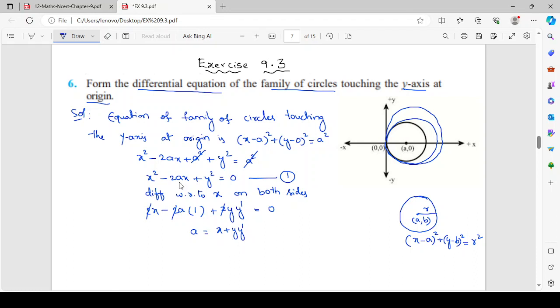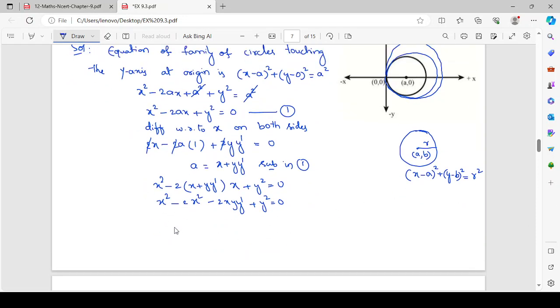Now this a you can substitute over here. Okay. So substitute this one in equation 1. So x square minus 2 into x plus y dash into x plus y square equal to 0. So further if I simplify, x square minus 2x into x square minus 2x into y dash plus y square equal to 0. Further one can simplify, x square minus 2x square is minus x square minus 2x y dash plus y square equal to 0.